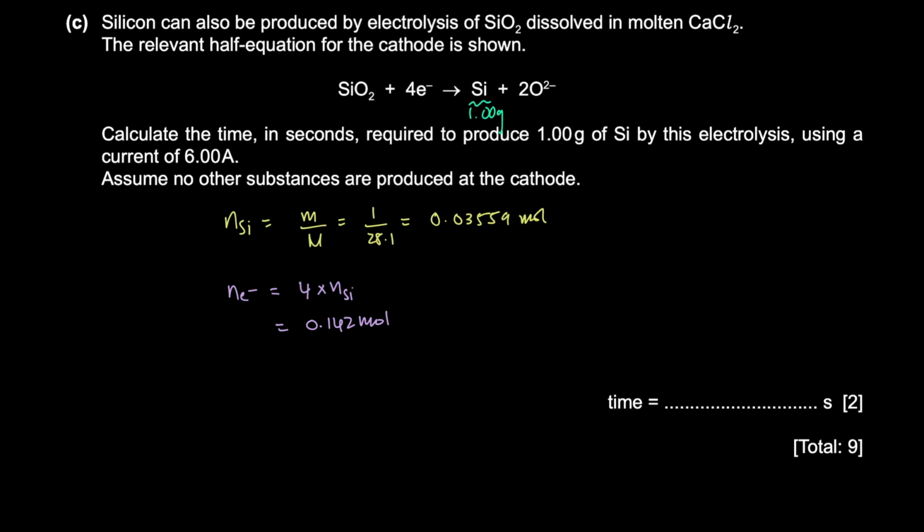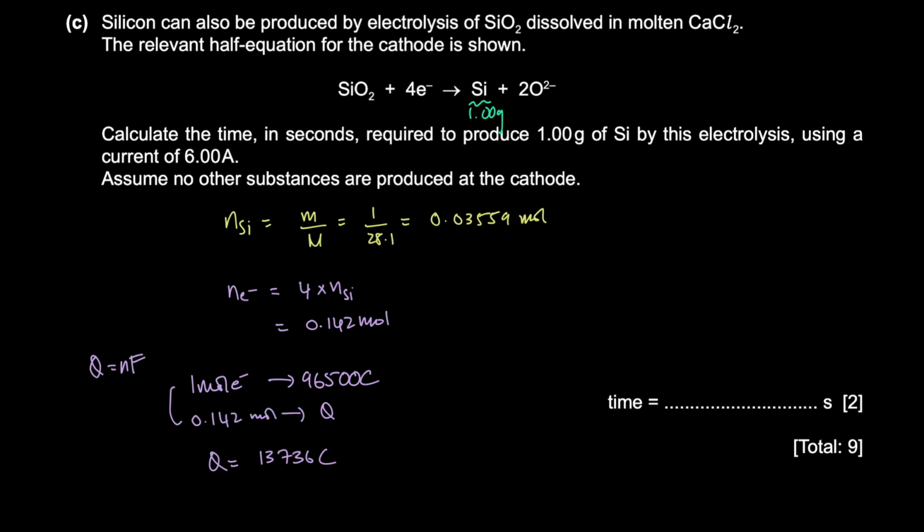Now we know that 1 mole of electrons has a charge of 96,500 coulombs. So if we have 0.142 moles of electrons, that will have a charge of, let's say, q coulombs. The idea over here is that q is equal to nF, where n is the number of moles of electrons and F is just Faraday's constant, that's 96,500 coulombs per mole. So here we get the charge is equal to 13,736 coulombs, right? That's 0.142 times 96,500.